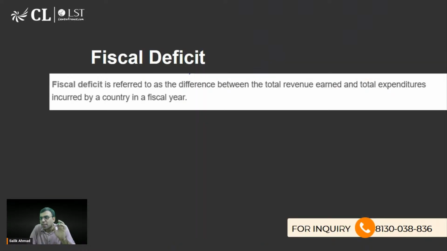Now we have to understand a very basic concept of fiscal deficit. So can anyone tell me what is fiscal deficit? I'm giving 1 minute or 30 seconds if you can tell me what it is. Although the definition is written, but can you please explain in simple terms? I'll be very happy.